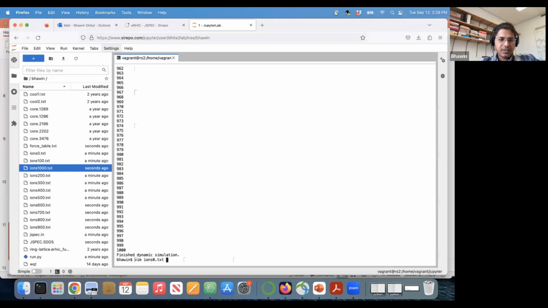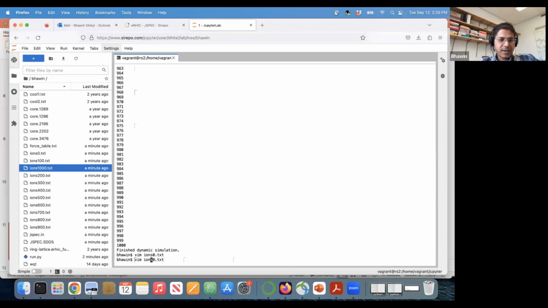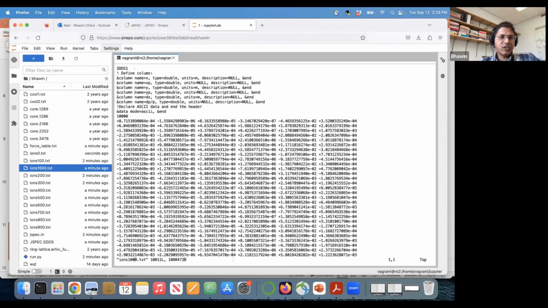Ions 0.txt has 6 different columns: X, XP, horizontal phase space; Y, YP, vertical phase space; and DX, DP over P, which are the longitudinal phase space coordinates. You can use your Python script or whatever to make a plot of this initial phase space. In the same way, you can look at the final phase space, which looks the same with different coordinates. You can use this output file to make a plot of the final phase space.